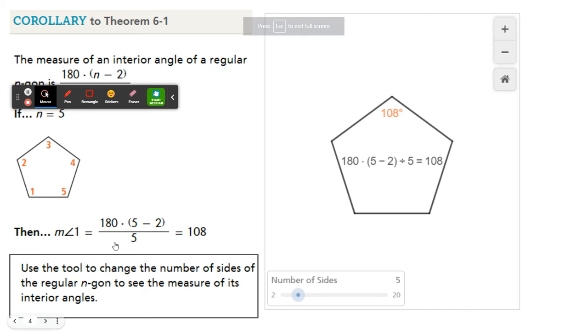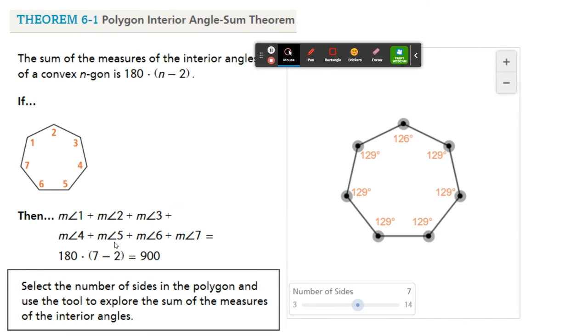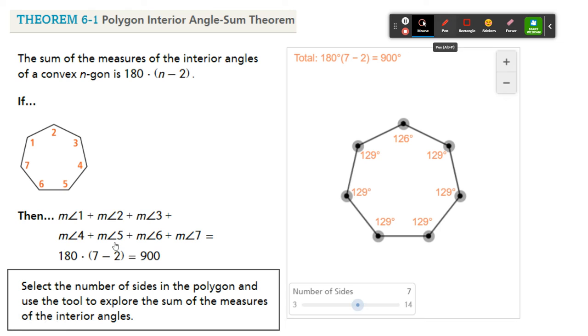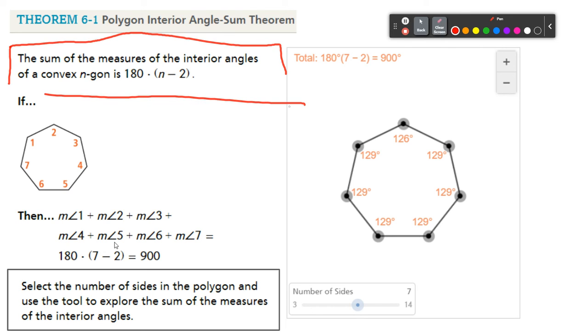This is the Polygon Interior Angle Sum Theorem. It says that the sum of the measures of the interior angles of a convex n-gon is 180 times (n minus 2). That's 180 degrees times the number of sides minus 2. If you think about the last slide, when you take the number of sides and subtract 2, that's how many triangles are in your figure, and 180 times that is the sum of all the interior angles. So in this picture, this heptagon, if you add all 7 interior angles, it's going to equal 180 times (7 minus 2).